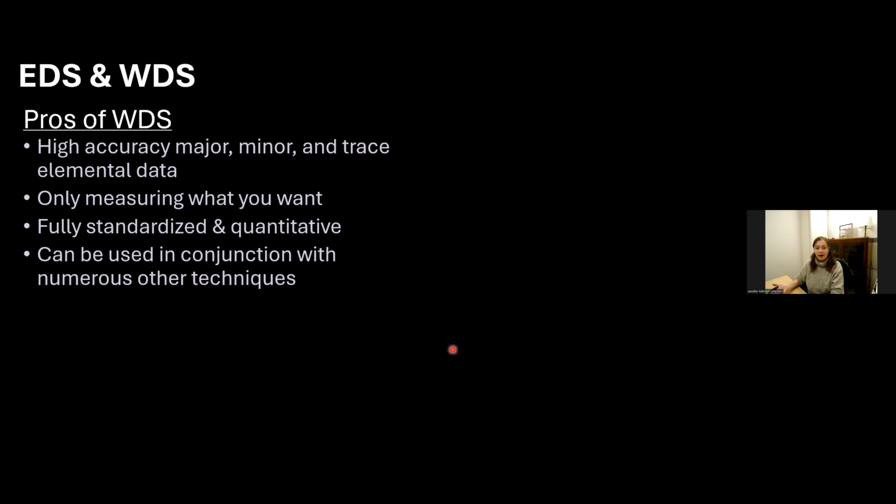WDS, of course, will give you higher accuracy for major, minor, and trace element data, and you are only measuring what you want. EDS measures everything all the time. If you're only interested in one particular element line, WDS will unscramble that for you. It's fully standardized, fully quantitative, nobody ever complains about that. And it's a really good one to use in conjunction with other techniques. So if you want to do high accuracy data in situ, do your WDS first and then take it over to laser ablation or mass spec, it's a really common way to do that.